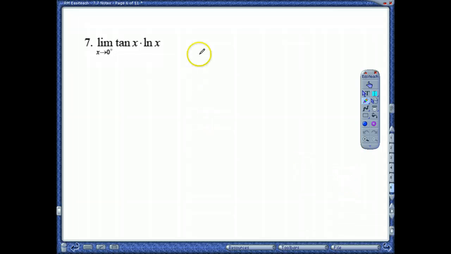Okay, I'd like for you to try this one. Now when we're flipping one of these guys, let's try to flip this one. You know you've got the right answer if you get 0. So try this one. We'll go through it in class if you need it. So remember, you're going to flip tangent over.